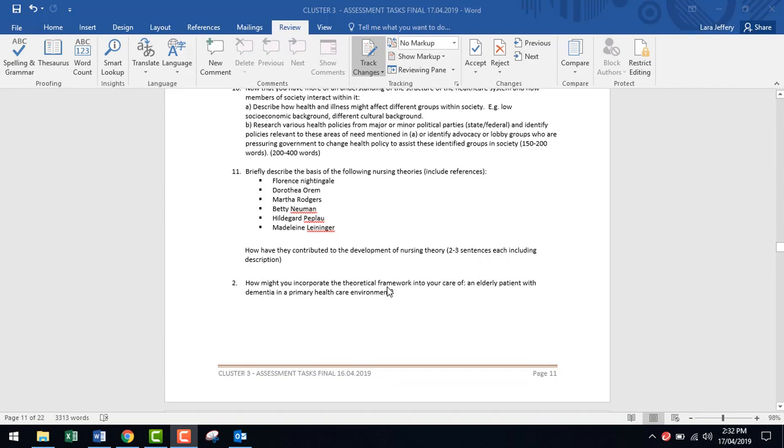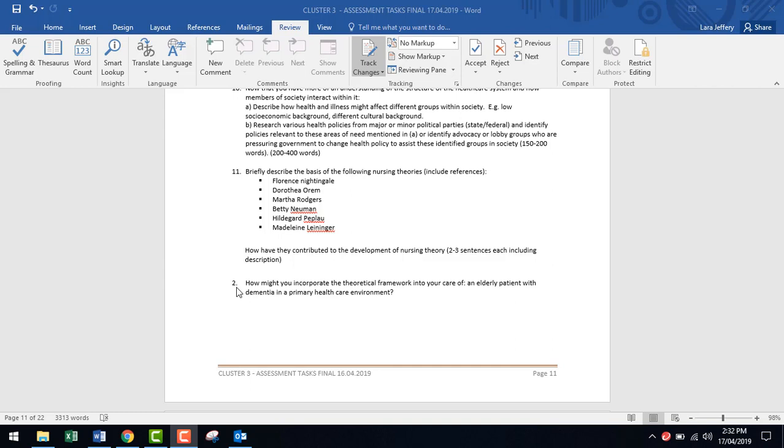And part 2 of that, question 12, that says 2 there, but question 12 is: pick one of these theories. So you might like to pick Dorothea Orem, for example. You don't have to, you could pick one of the others. And then if you were looking after an elderly patient with dementia, how might you incorporate Dorothea Orem's theory of nursing into looking after them, essentially?